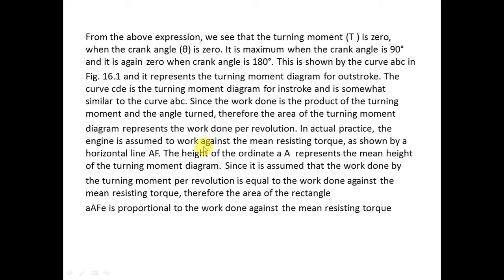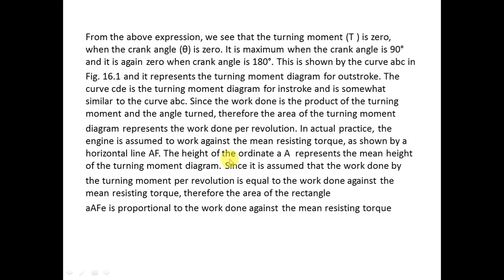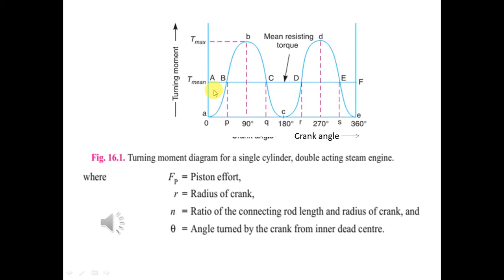It is assumed that the work against the mean resisting torque is shown by the horizontal line AF, and the height of the ordinate small a represents the mean height of the turning moment diagram. Since it is assumed that the work done by the turning moment per revolution is equal to the work done against the mean resisting torque, the area of the rectangle small a, capital F, small e is proportional to the work done against the mean resisting torque.